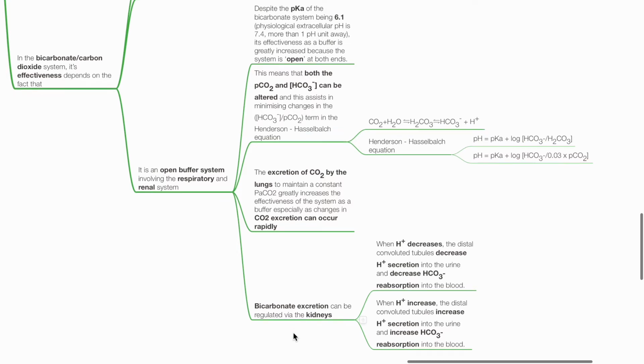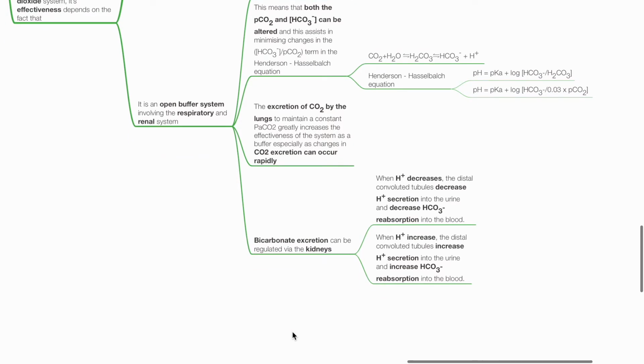Bicarbonate excretion can be regulated by the kidneys. When hydrogen ions decrease, the distal convoluted tubules decrease H+ secretion into the urine and decrease bicarbonate reabsorption into the blood. When H+ increases, the DCT increases hydrogen ion secretion into the urine and increases bicarbonate reabsorption into the blood.